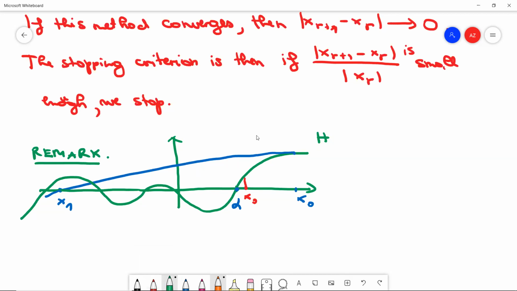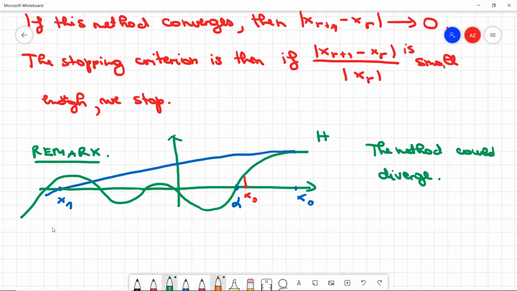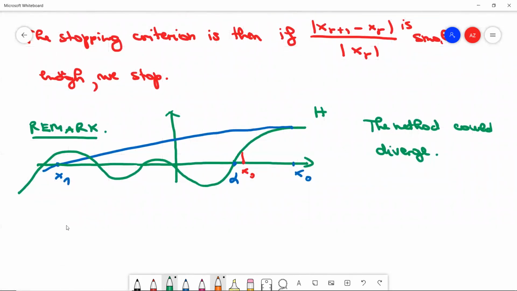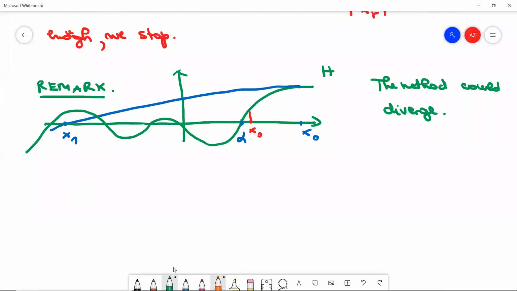So the method could diverge. However, there is good news. There is one theorem which assures convergence exactly under the criterion Nate mentioned in chat.